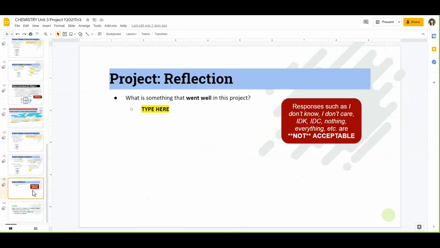Slide 17 is just a reflection. Tell me what's something that went well. Please don't say I don't know, I don't care, IDK, IDC, nothing, everything. Those are not acceptable answers. Please be specific about something that went well. Thanks so much, everyone, and that's all you need for this last section.